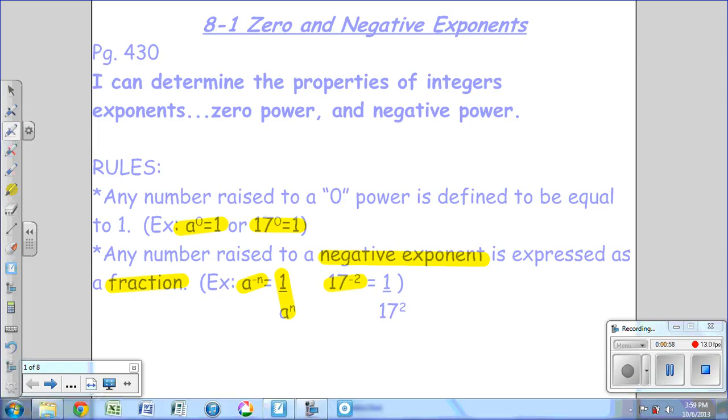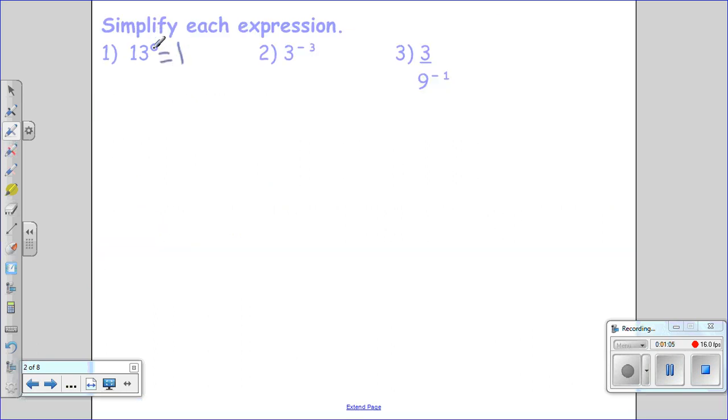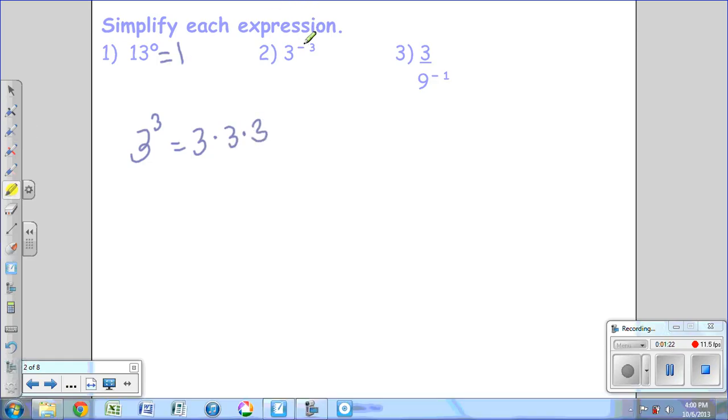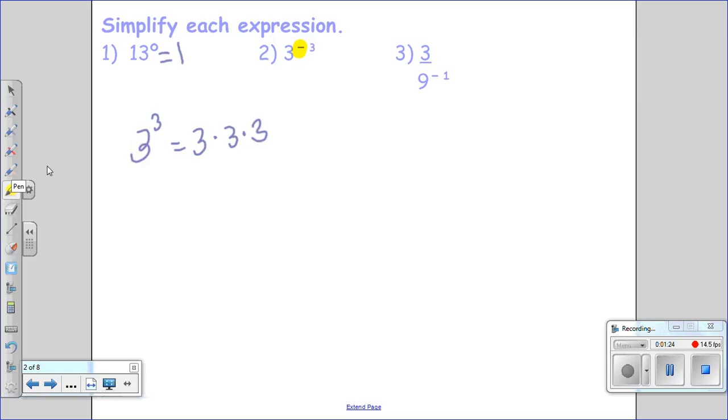So 13 to the 0 power would just equal 1, because again, it doesn't really matter what the base is. If it's raised to the 0 power, it's 1. Now, this one, 3 to the negative 3. Well, if I just had 3 to the third power, that would be 3 times 3 times 3, right? But I have this negative sign here, and that means something different.